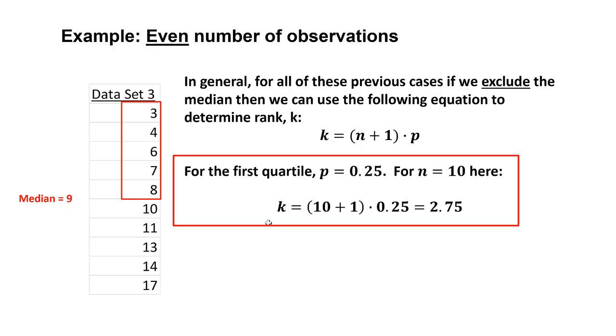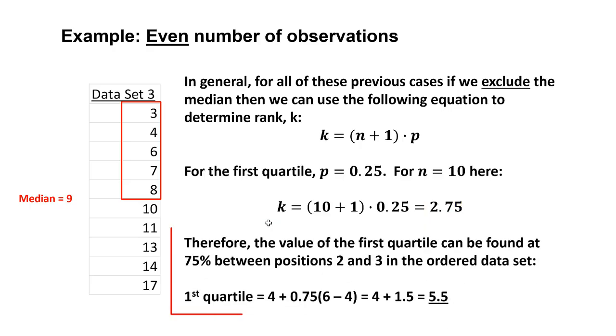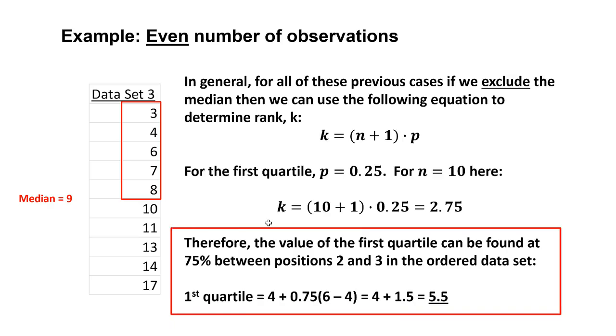So if we have n observations, we can use the formula, and we compute our rank of 2.75. Therefore, the way we can use this rank, the value of the first quartile can be found at 75%. So we kind of take the hundredths place here, 75. 75% between positions 2 and 3. So 2.75 is between 2 and 3. It's 75% between 2 and 3.